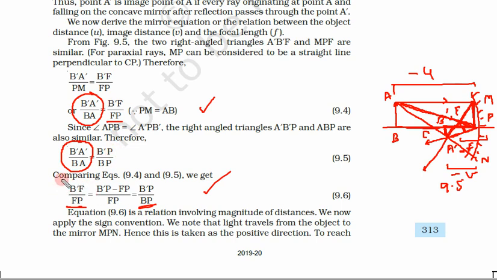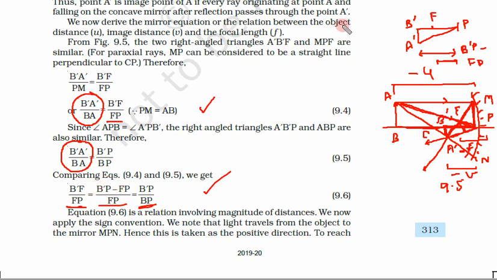Now let us see this term B'F. B'F can be written as the complete distance. This was the pole, this was the object, this was the path, this was B', this was A', and somewhere here there was a point F. So this distance B'F can be written as total distance B'P minus this distance FP, that is, B'P minus FP.